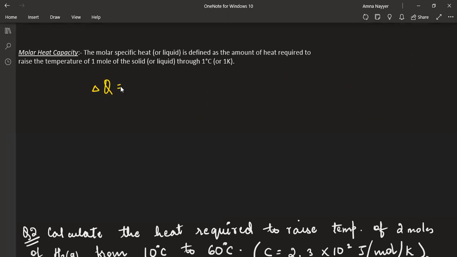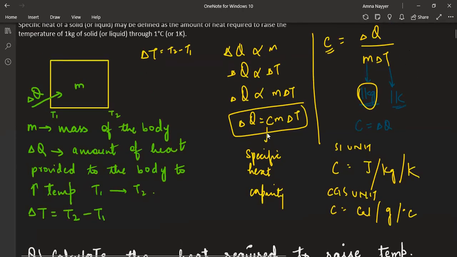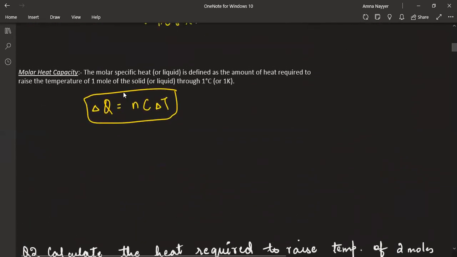So here, delta Q instead of MC delta T, because mass is not involved here, we'll write NC delta T. N will be the number of moles. Fine, because this is molar specific heat, for liquid also, for solid also. This formula you will use. If mass is given directly, then you will write delta Q is equal to MC delta T. Now N is what? N is the number of moles. And what is C? C is the specific heat, molar specific heat we'll say.